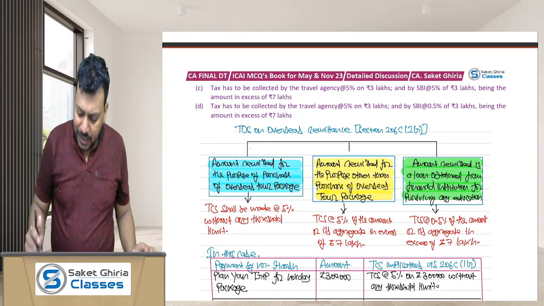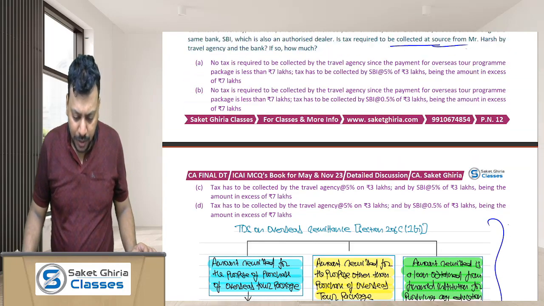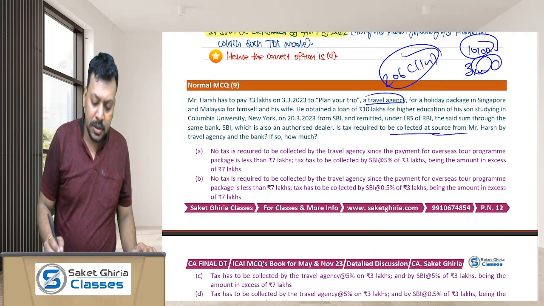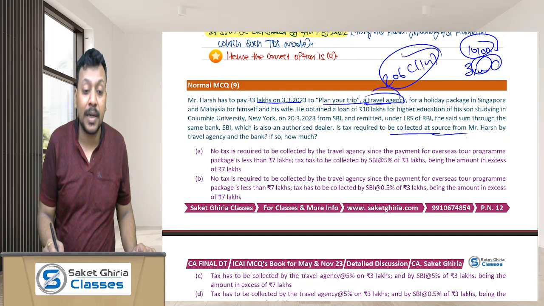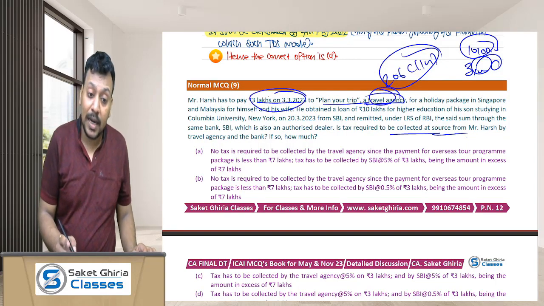Okay, so everything has been mentioned in this here, so you should read it. Now, dear friends, Mr. Harsh paid rupees 3 lakh to plan your trip at a travel agency. So on this rupees 3 lakh, without any threshold, the TCS would be at the rate of 5%.